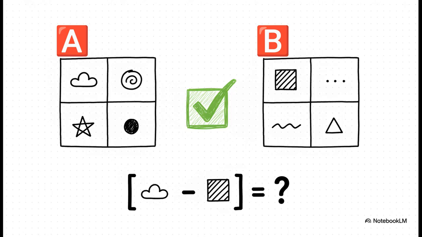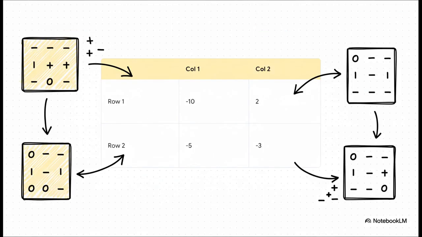Here we have matrix A and matrix B. They're both 2 by 2 matrices, so their dimensions match up perfectly. That's our green light. We're good to go. Let's try to calculate A minus B. And boom, here's how it shakes out. For that top left spot, we take A's -2 and subtract B's 8, which gives us -10. For the top right, it's 3 minus 1, which is 2. And we just do the same for the bottom row. 0 minus 5 is -5, and 1 minus 4 is -3. And there you have it. The result is just another 2 by 2 matrix.